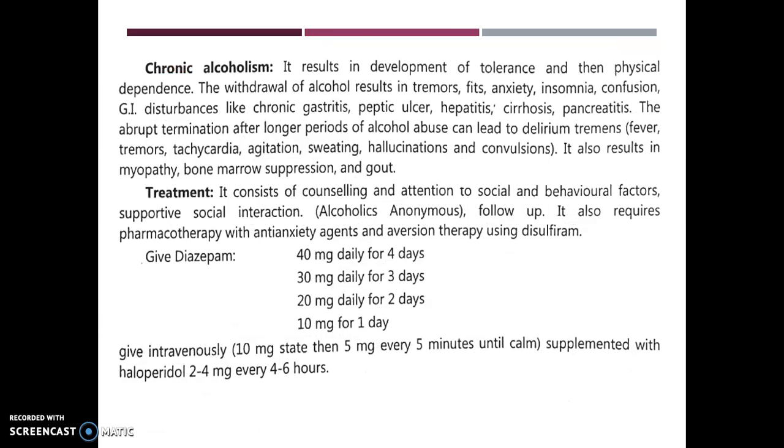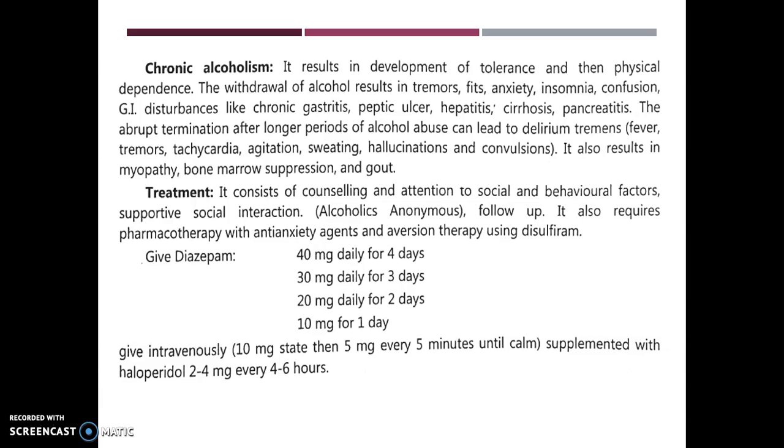Chronic alcoholism results in development of tolerance and then physical dependence. The withdrawal of alcohol results in tremors, fits, anxiety, insomnia, confusion, and GI disturbances like chronic gastritis, peptic ulcer, hepatitis, cirrhosis, pancreatitis. The abrupt termination after a longer period of alcohol abuse can lead to delirium tremens like fever, tremor, tachycardia, agitation, sweating, hallucination and convulsion. It also results in myopathy, bone marrow suppression and gout.